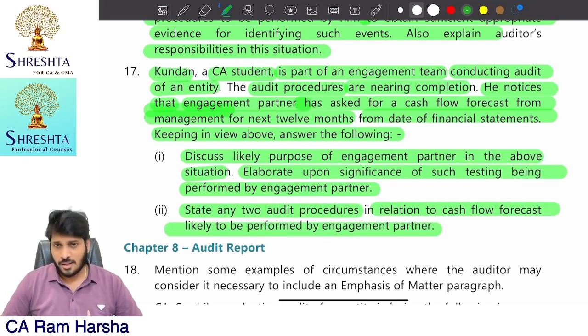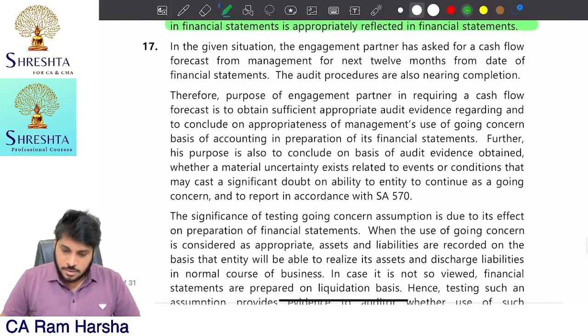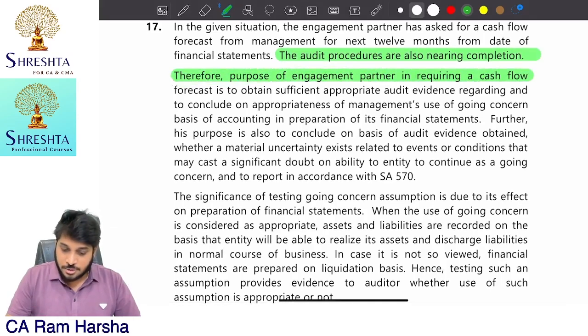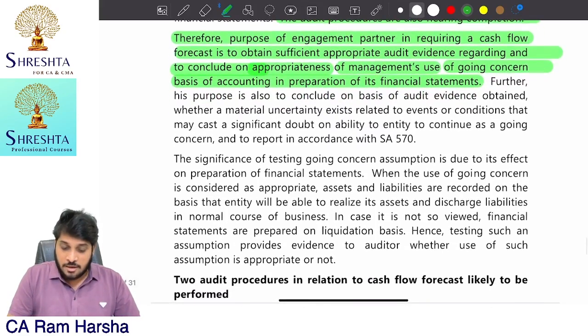Whether the data is based upon reliable underlying data. Whether the assumptions used to prepare the cash flow forecast are genuine, reasonable assumptions. These 2 points we should check. The audit procedures were nearing completion. Therefore, the purpose of the engagement partner is to obtain sufficient appropriate evidence regarding, and to conclude on, the appropriateness of management's use of the going concern basis of accounting in preparation of financials. Further, his purpose is also to conclude on the basis of evidence obtained whether a material uncertainty exists.